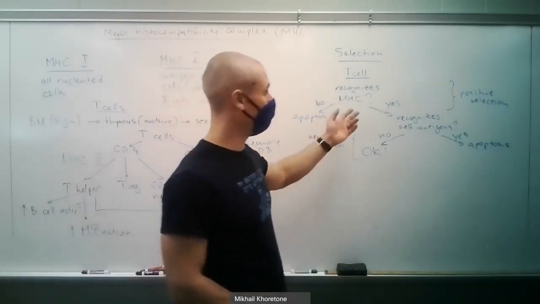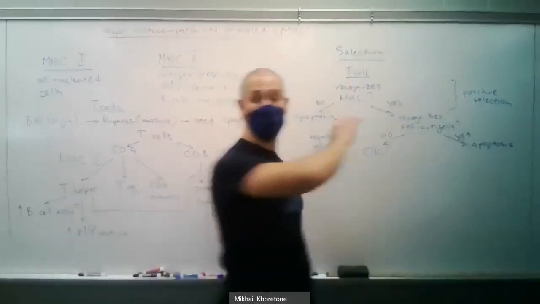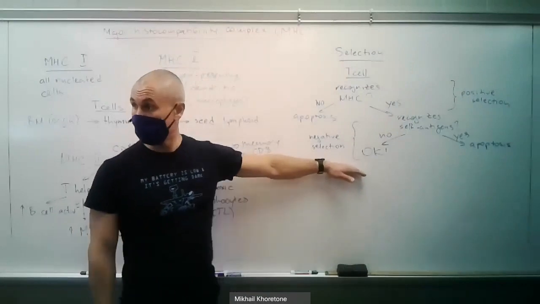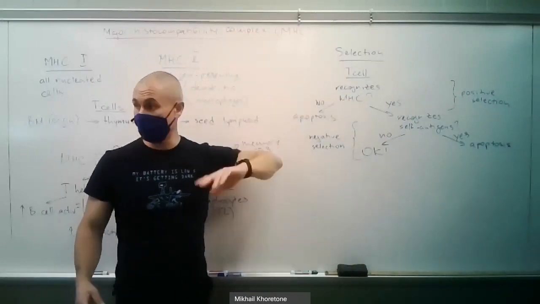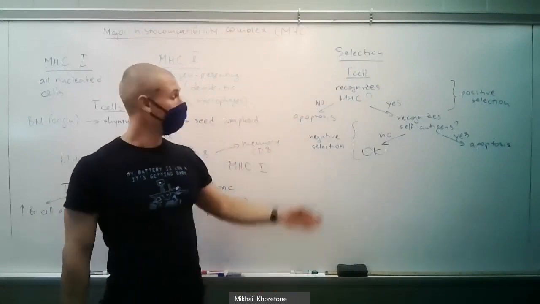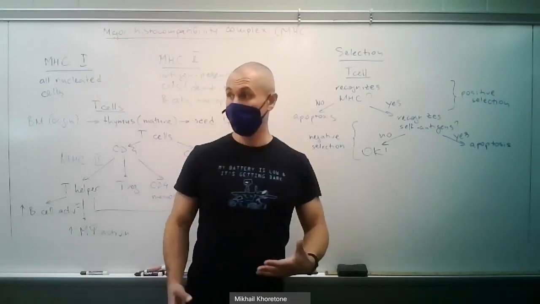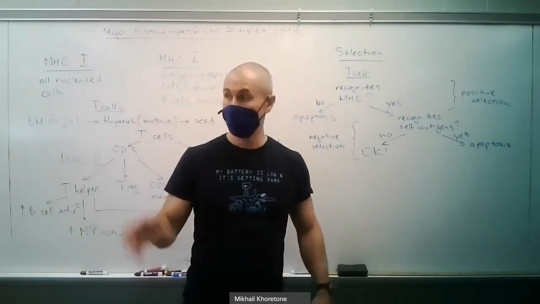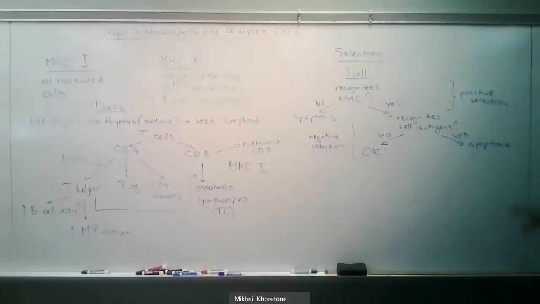So T cells go to positive selection first. Now if positive selection fails, your T cells cannot go away. If negative selection fails, your T cells are going to work. They're going to attack your own tissues. Are we clear? B cells in general go mostly into negative selection.